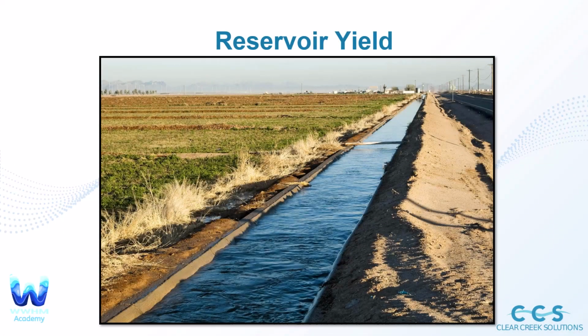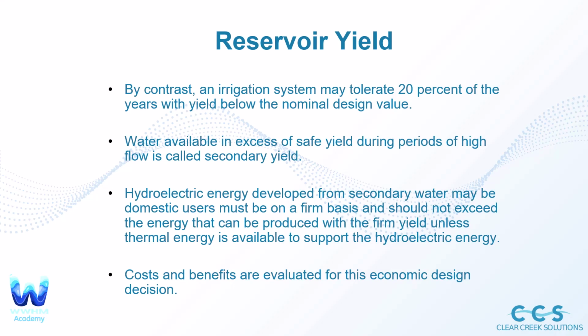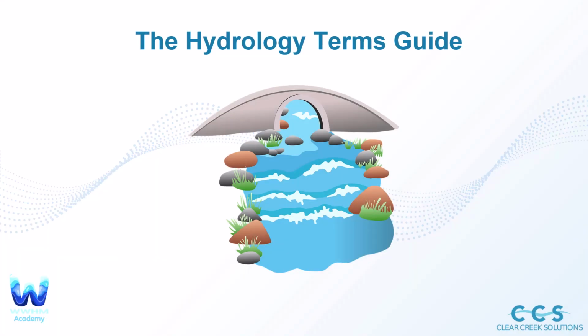So this is an example of an irrigation system that can be set up to provide water during different periods. By contrast, an irrigation system may tolerate 20% of the years with yield below the nominal design value. Water available in excess of safe yield during periods of high flow is called secondary yield. Hydroelectric energy developed from secondary water, as opposed to domestic users, must be on a firm basis and should not exceed the energy that can be produced with the firm yield unless thermal energy is available to support the hydroelectric energy. Costs and benefits are evaluated for this economic decision with design.